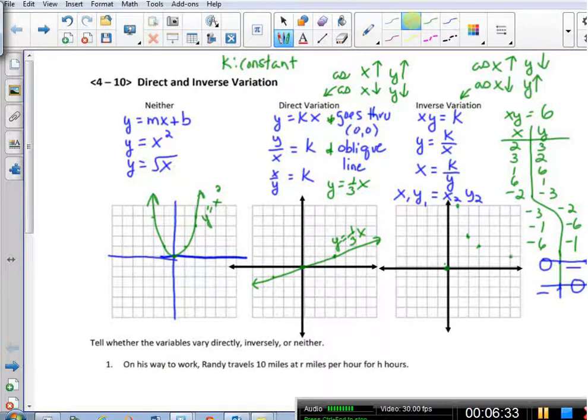So we do these asymptotes. We've seen these before. This is where it's undefined. It's undefined at x equals 0. And we said we couldn't get the y to equal 0. So these are called asymptotes, A-S-Y-M-P-T-O-T-E. And so it's undefined at y equals 0 as well.